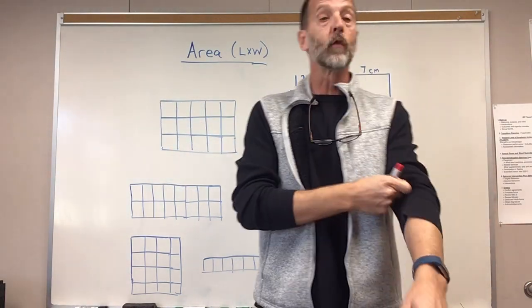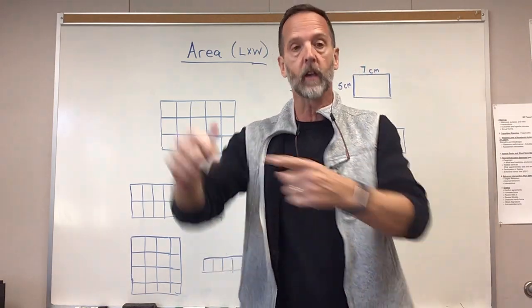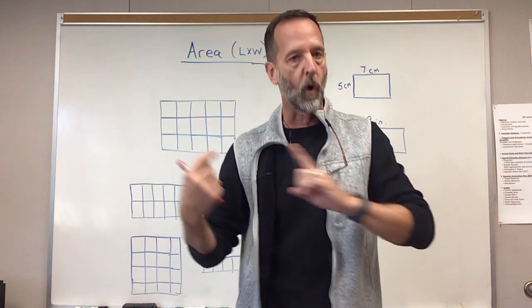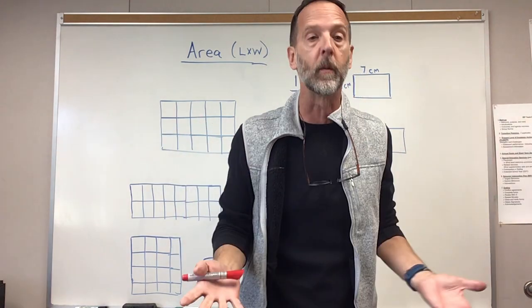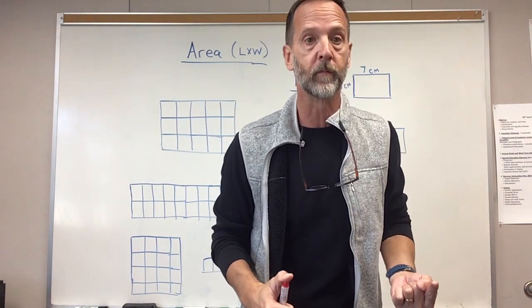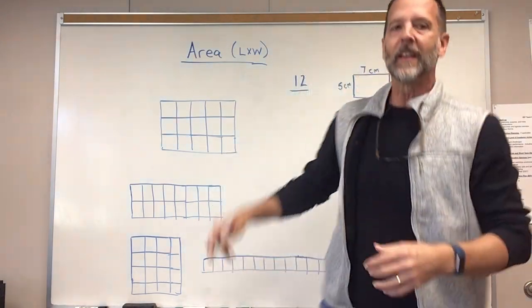Perimeter would be things like if you're putting a fence in your yard, okay? Because the fence would go around the yard. It doesn't do anything on the inside, but it goes all the way around the outside. That's perimeter. The walls in your room go around the perimeter of your room. Okay, area is the inside.